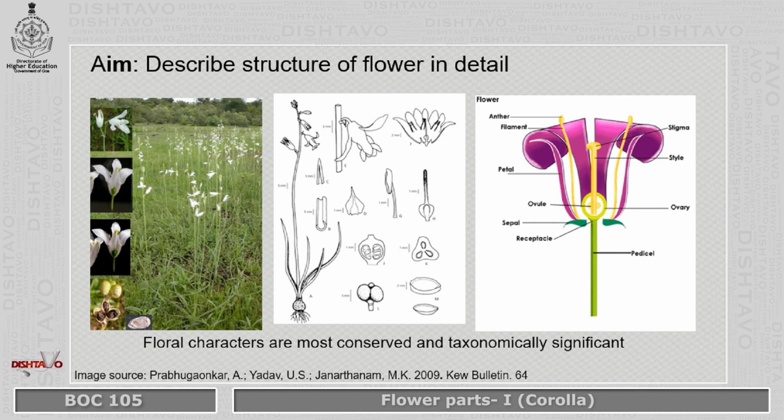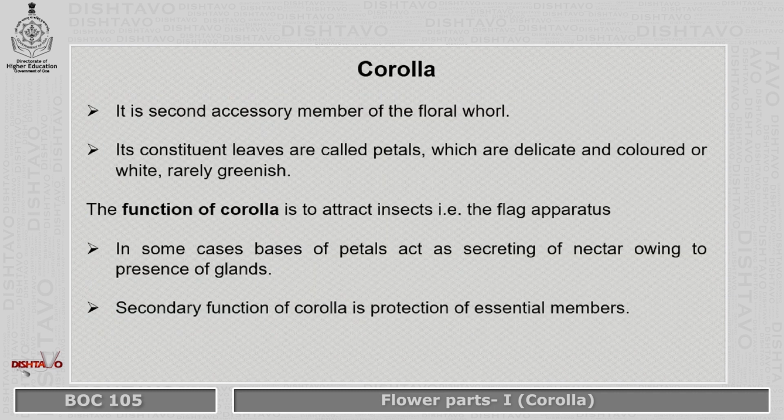Coming to the corolla, the corolla is the second accessory member of the floral whorl. It is the second in the sense that the first one is the calyx, the second one is the corolla. Its constituent leaves are called petals, which are delicate and colored or rarely greenish. The function of the corolla is to attract insects so that the flower can be pollinated. So it acts as a flag apparatus.